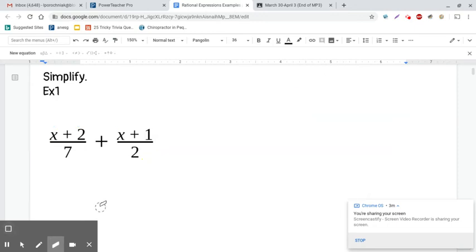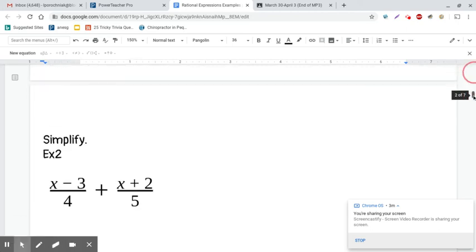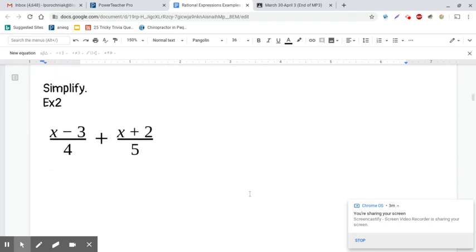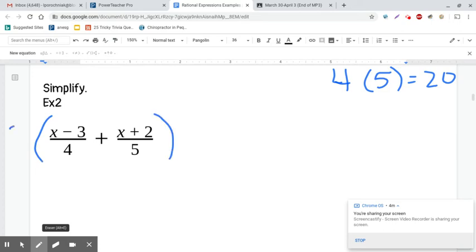Bam. All right, guys, now we are going to go to the next example. Example 2. All right, guys, so look at this. We are going to look at both denominators. We have a 4 and we have a 5. So we are going to do 4 times 5, which gives us 20. That means we're multiplying everything by 20.